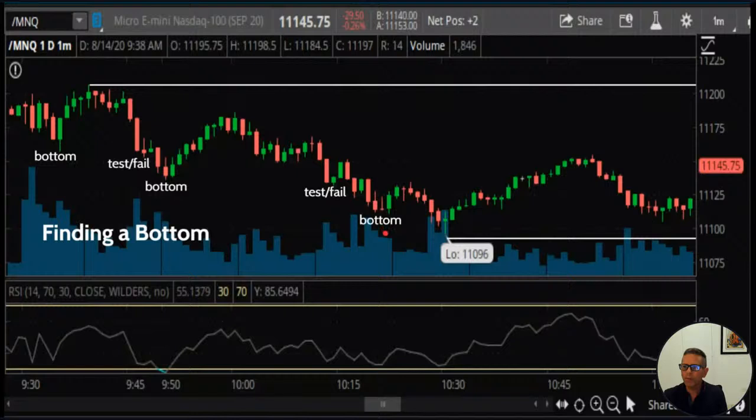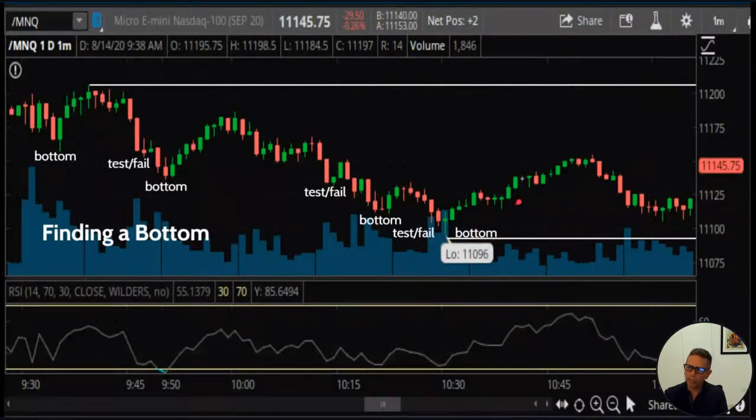Okay, so we got another bottom here, and guess what? It tested, it failed, right? And here we got the next bottom. And what do you know? At 10:30, there's your IB level, right? So it started here, and here was your IB level, where it finally found the bottom.